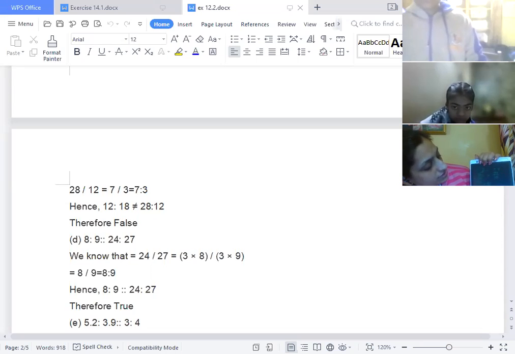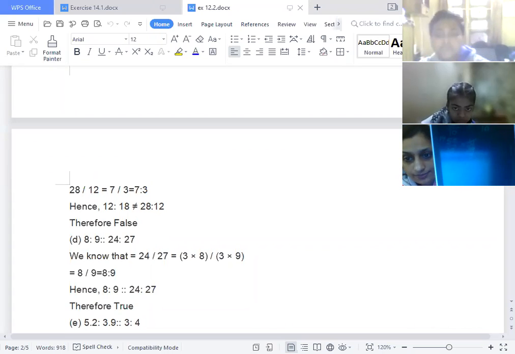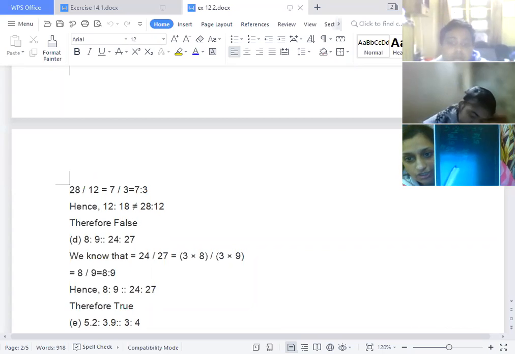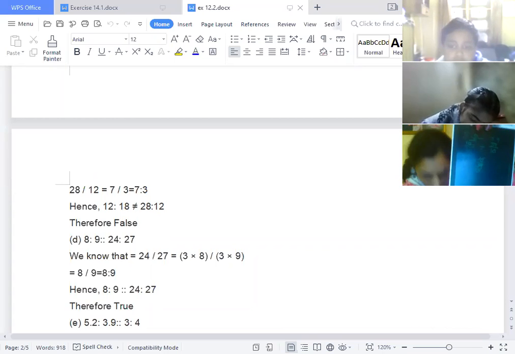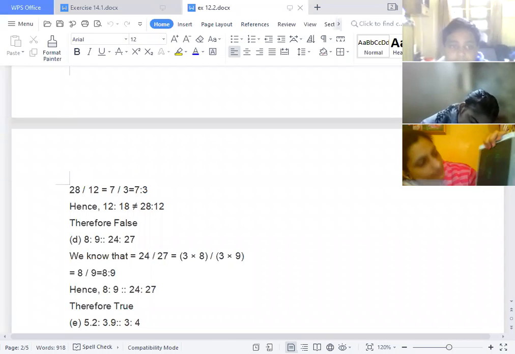Then 3 ones are 3, 3 threes are 9. 3 ones are 3, 3 fours are 12. 4 upon 3. This way. Division will change into multiplication and the number in front of the division will get reciprocal of it. Okay? Okay, ma'am.